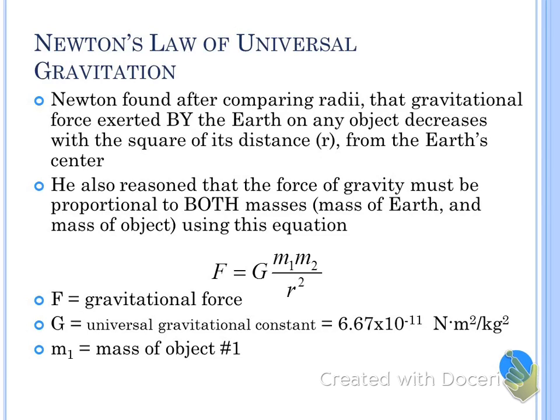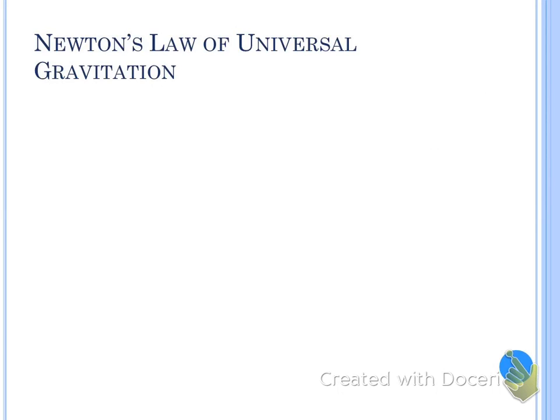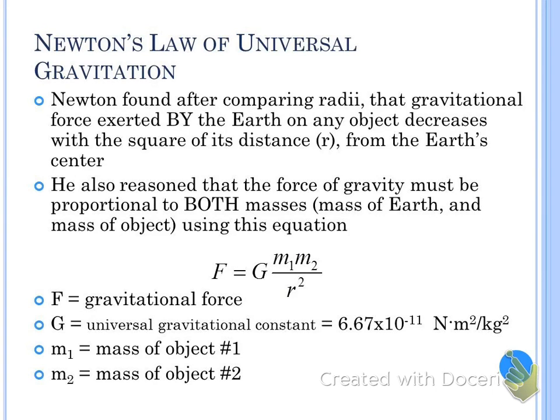M1 is the mass of object number 1, and M2 is the mass of object number 2. One of these could be the mass of the Earth, if we're looking at the force due to gravity of an object on the Earth. I'll give you the mass of the Earth in just a second, but these two masses both must be in kilograms.